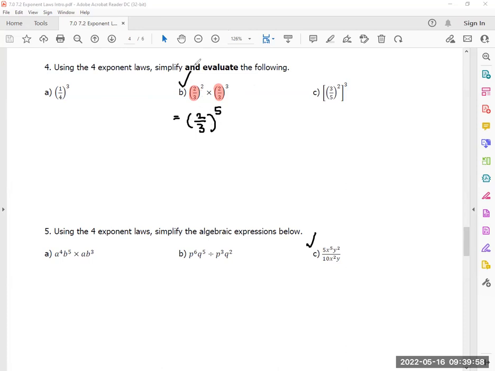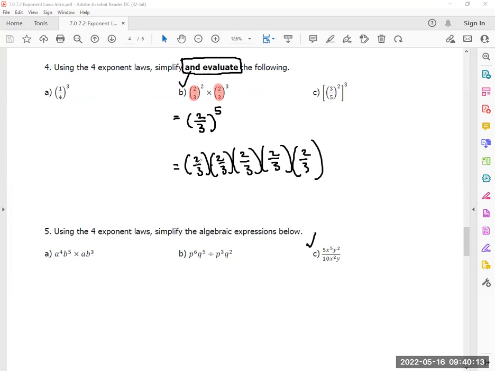Right? That's how you simplify. Of course, if a question asks you to evaluate, well, that means it's 2/3 times 2/3 times 2/3 times 2/3 times 2/3. That actually equals 2^5/3^5. And you could actually plug that into the calculator.